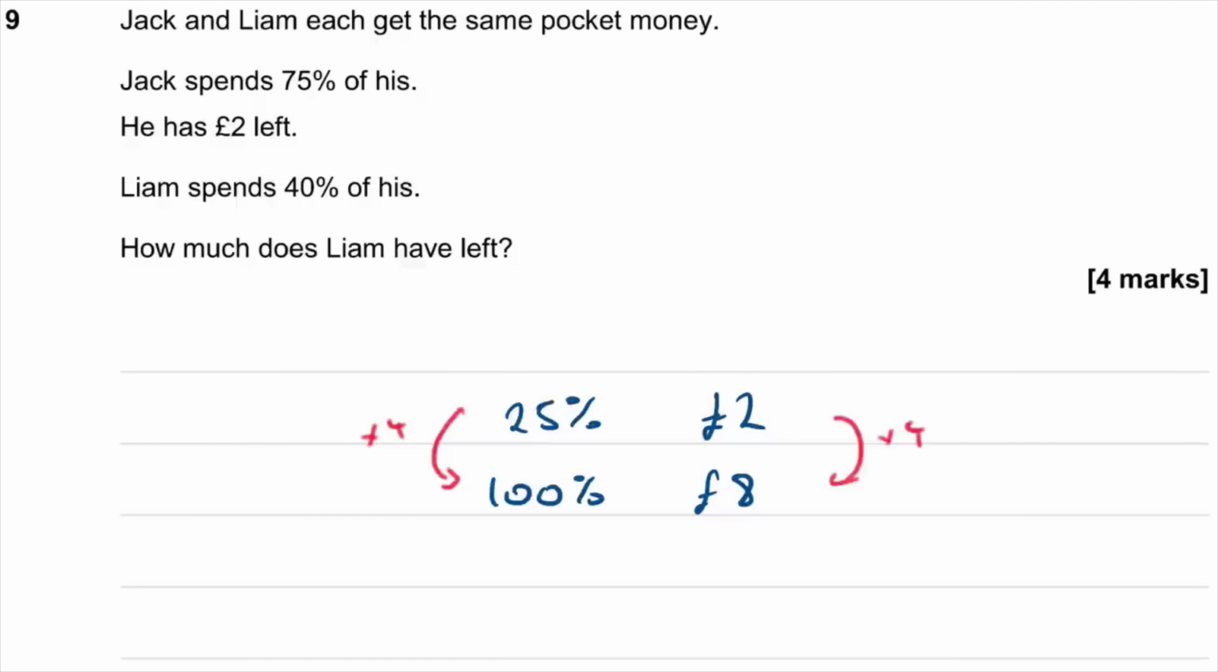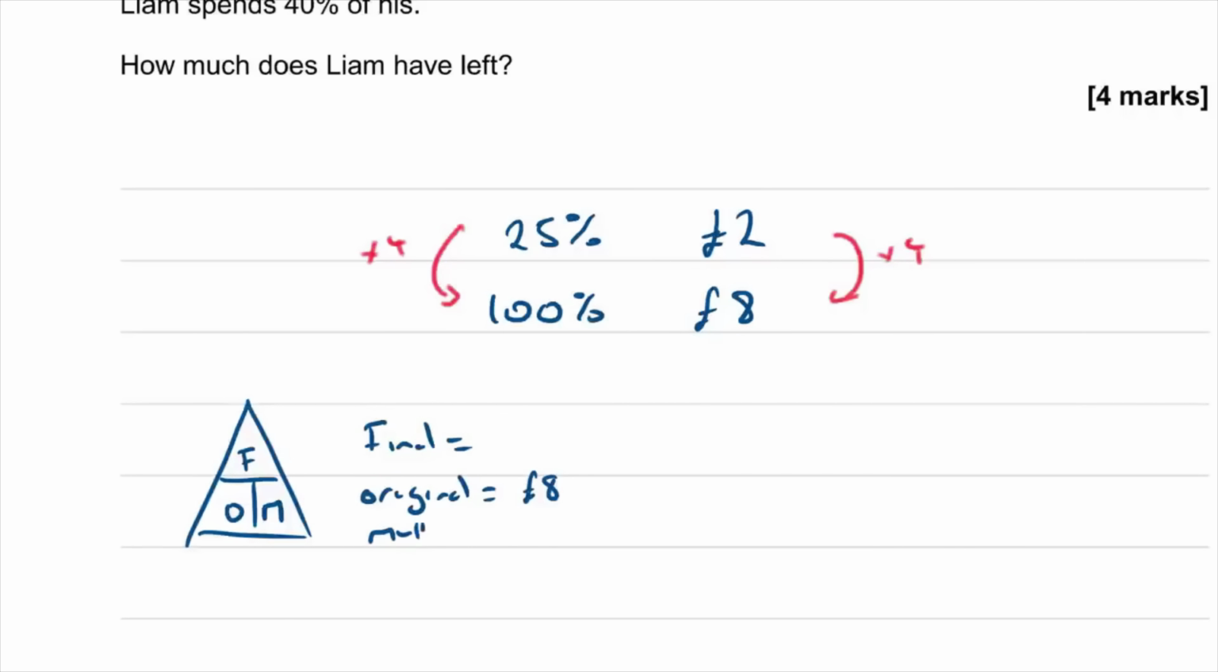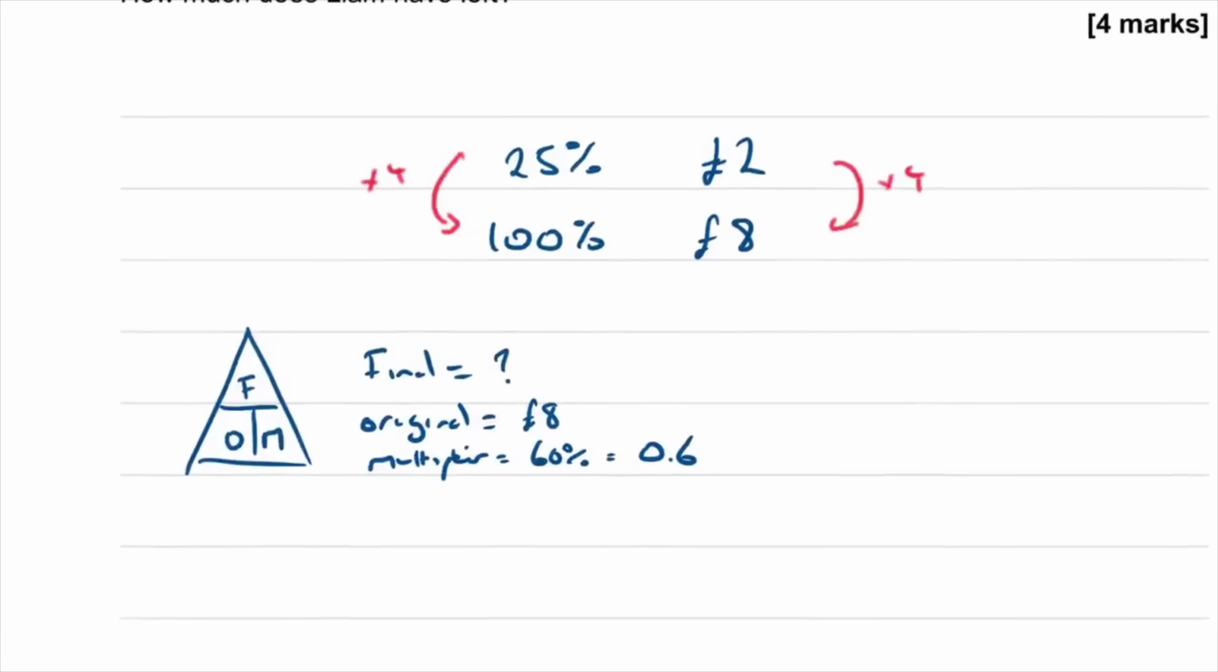So using our triangle, final, original, multiplier. Our final is what we're trying to find. Our original is £8, and our multiplier, let's say we want to find 60%, don't we? 60% of the amount has a multiplier of 0.6. So to find our final, just cover that up, it is original times multiplier. Final is equal to original times multiplier.